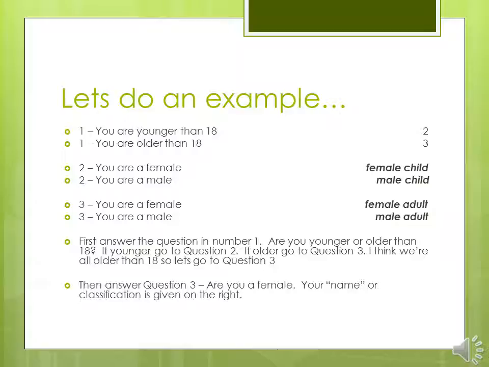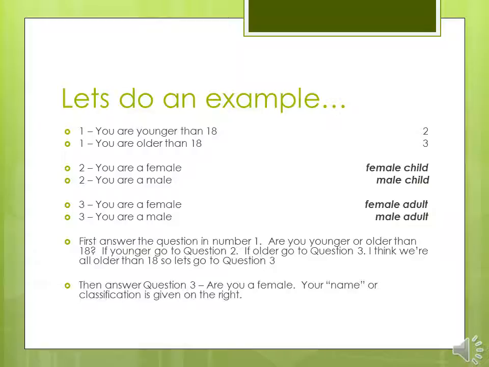So here's a real quick non-plant example just to go through a sample dichotomous key. At step 1, you have the choice: you are younger than 18 or you are older than 18. If you are older than 18, which I'd assume most of us are, then you will go on to the number on the right. It says go on to 3, so you'll move to question number 3.